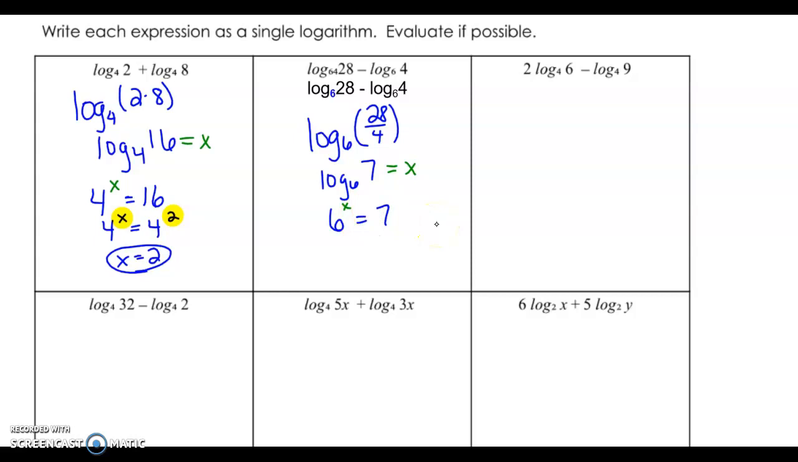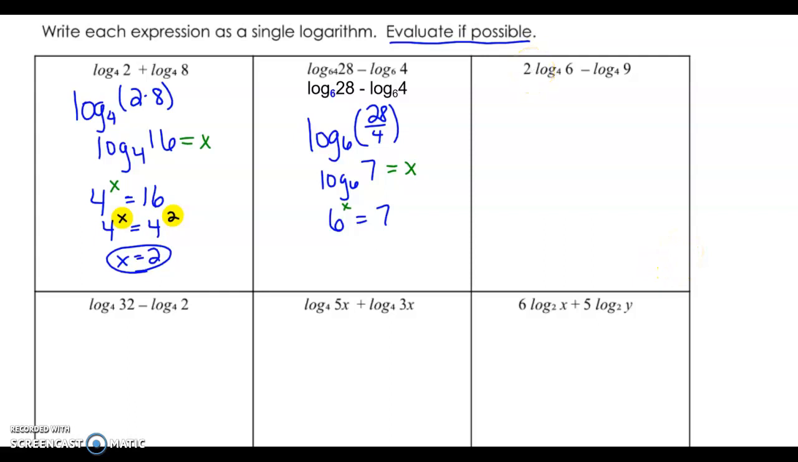And right now we don't have a way to do this. If I take 6 to the first, I get 6. 6 to the second is 36. So it's somewhere between 1 and 2. We'll find out later in the lesson how to evaluate that one. Okay? Evaluate if possible. This one we have not learned how to evaluate yet.